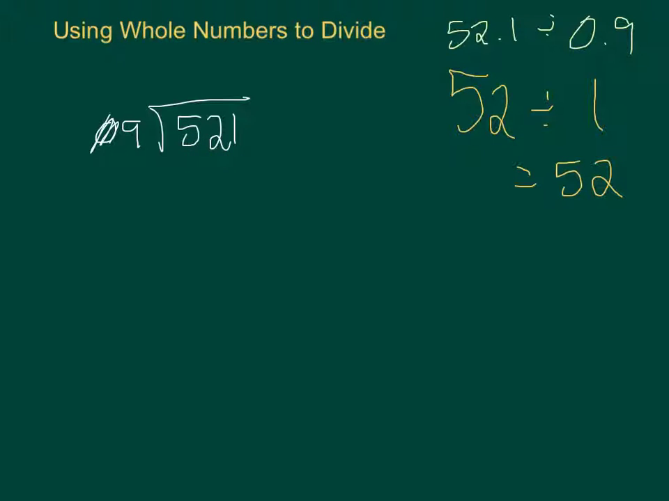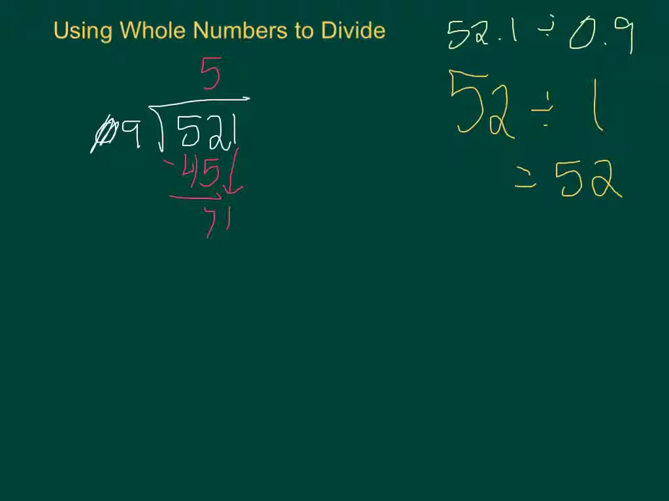And I know 9 goes into 52 5 times. 9 times 5 is 45. And then I need to subtract. So 52 subtract 45, I know that I have a remainder of 7. And then I bring down my 1, and I'm going to go through the same process again.